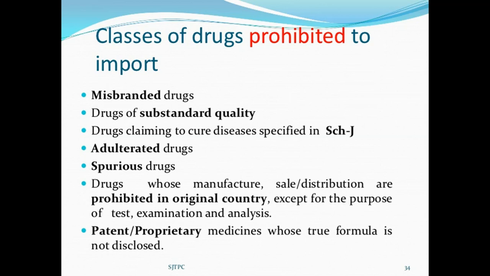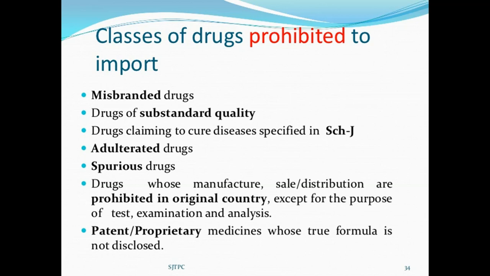For example, misbranded drugs. Any drug which is misbranded cannot be imported. Drugs which are not of standard quality: if the quality standard of the drugs is poor, as found by testing, then that category of drugs cannot be imported.